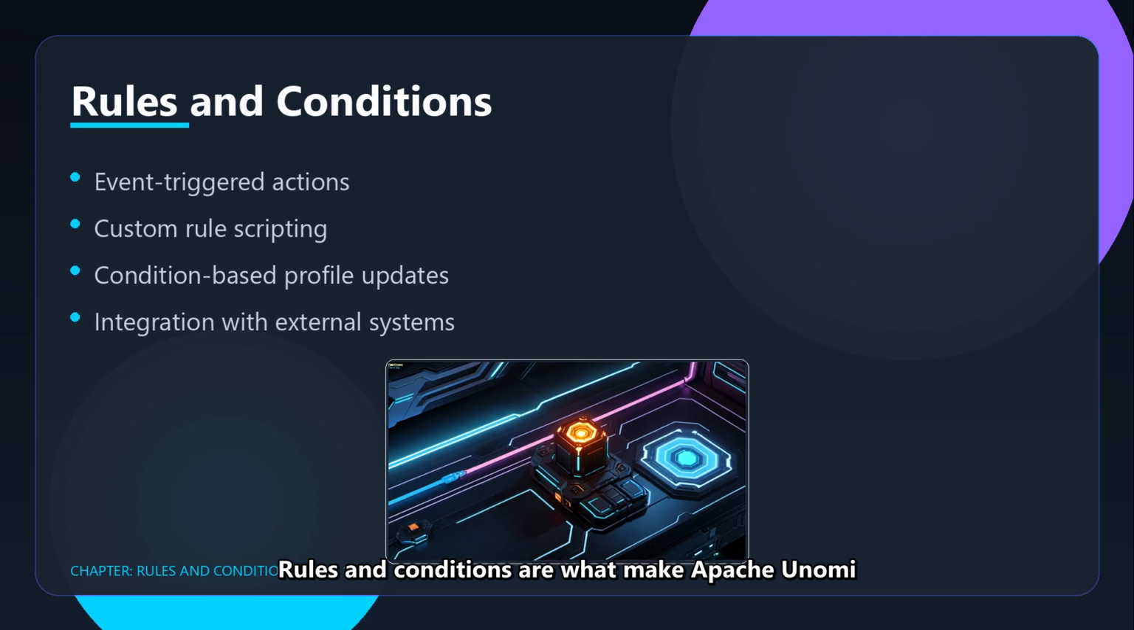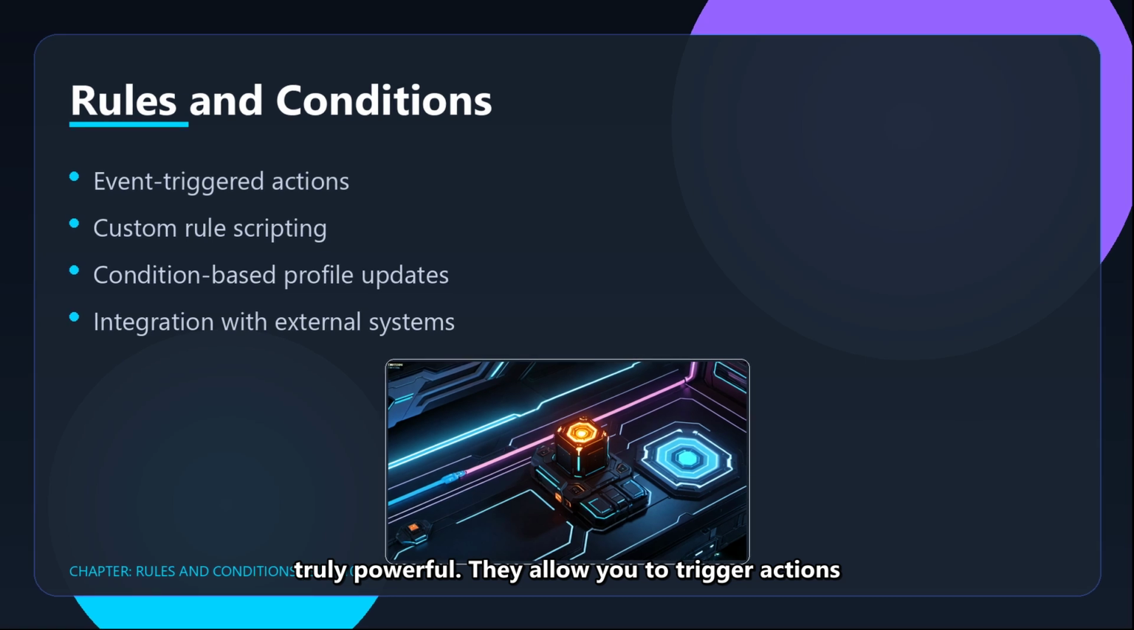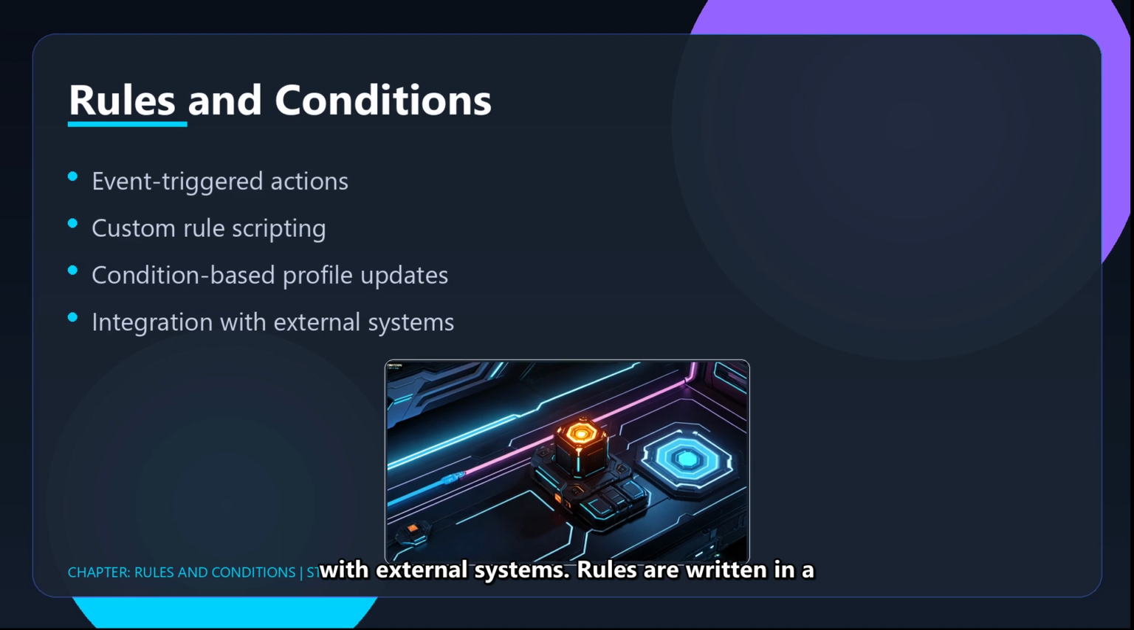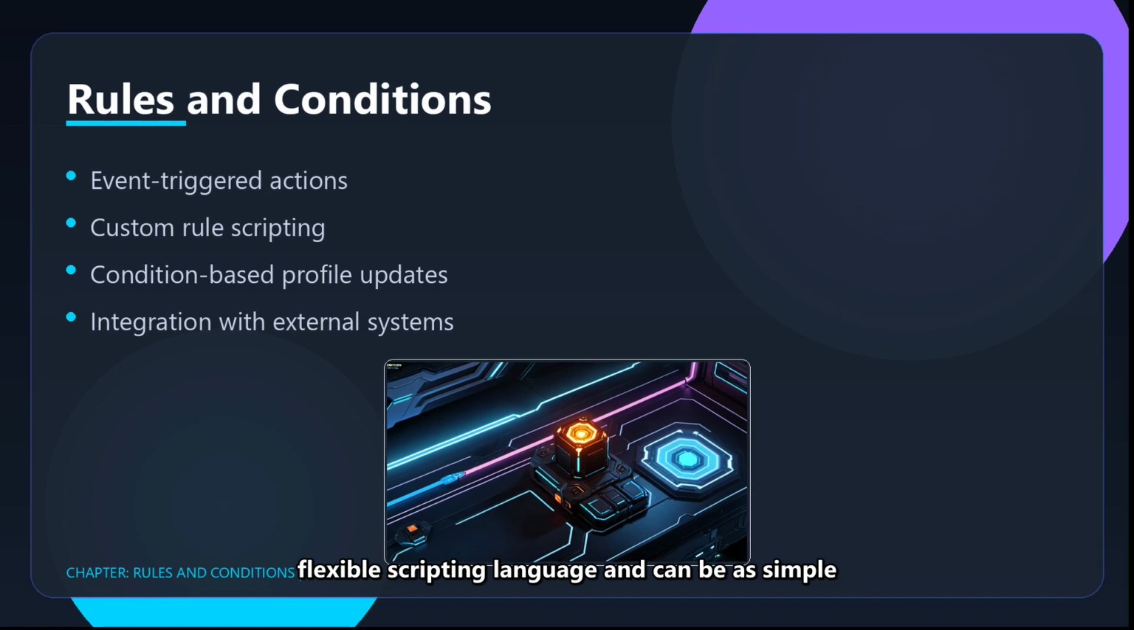Rules and conditions are what make Apache Unomi truly powerful. They allow you to trigger actions based on events, update profiles dynamically, and integrate with external systems. Rules are written in a flexible scripting language and can be as simple or complex as needed.